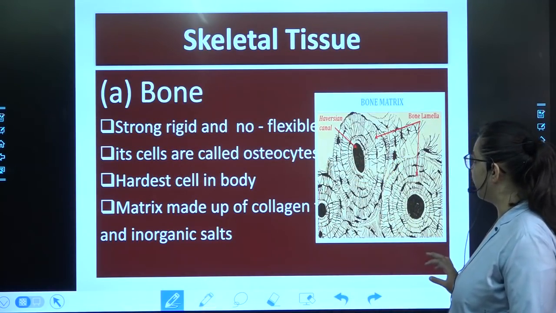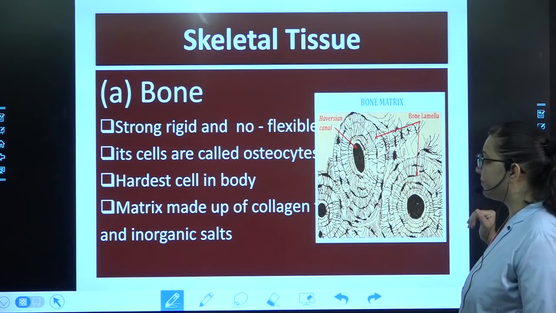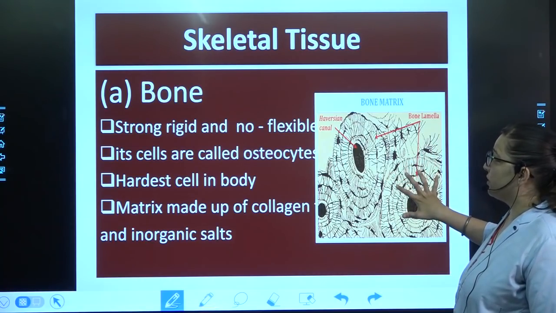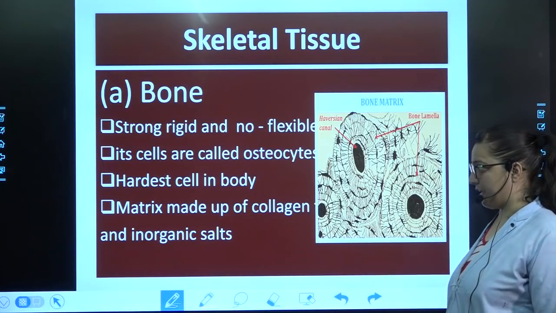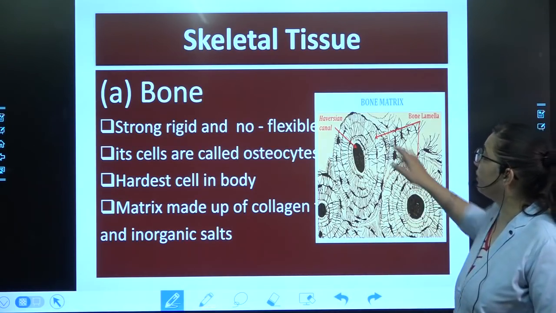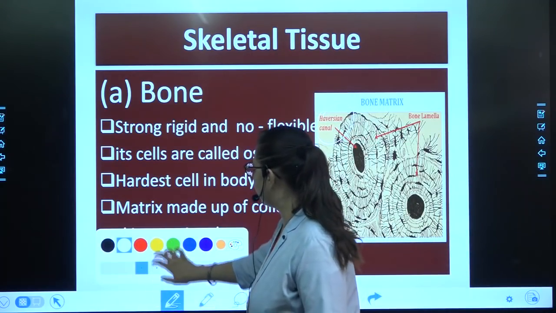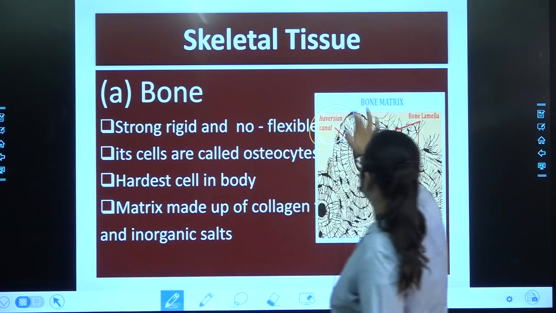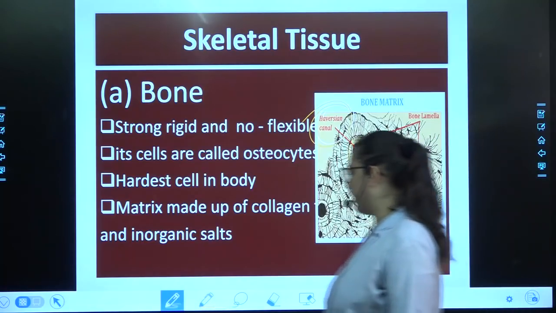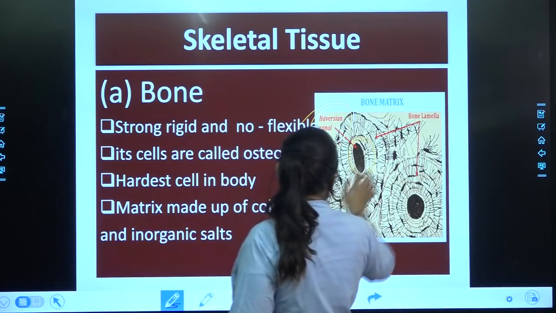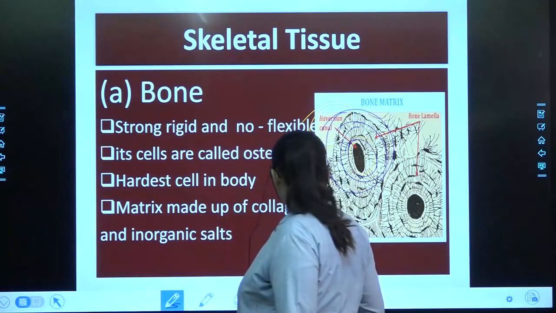Just imagine over here, this is the bone matrix. Try to observe this particular diagram. The explanation of this diagram is in our next slide. You can see over here the Haversian canal, and these are in the form of concentric rings. The rings over here. So this kind of arrangement is there.